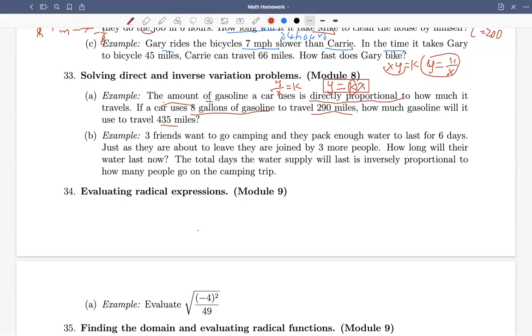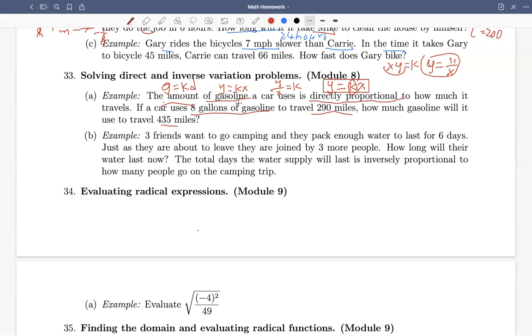So the first sentence is saying the amount of gasoline a car uses is directly proportional to how much it travels. So that means the gasoline, how many gallons of gasoline we use, is y, directly proportional to how much it travels, so distance, right? So y equals k multiplied by x, where x is the distance. If you want, you could use G for gallons of gasoline, because usually we like to use the initial letter to represent the thing. You can say G equals k multiplied by distance, right? So how much it travels.